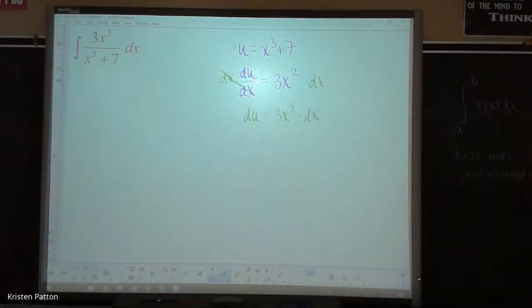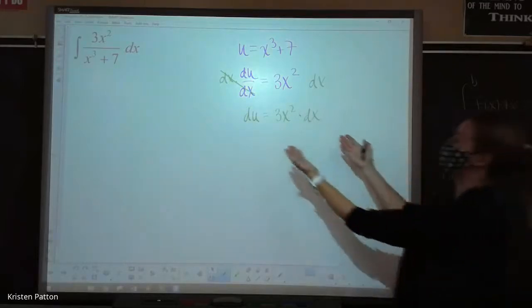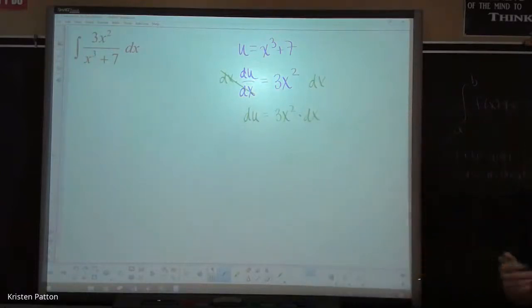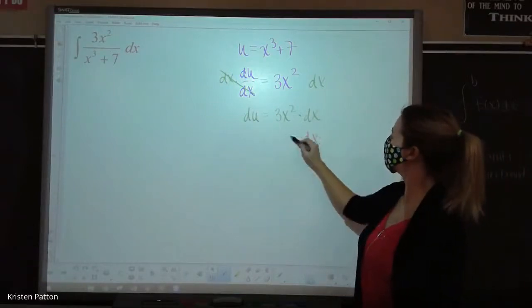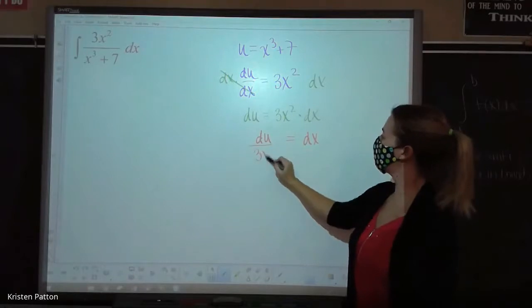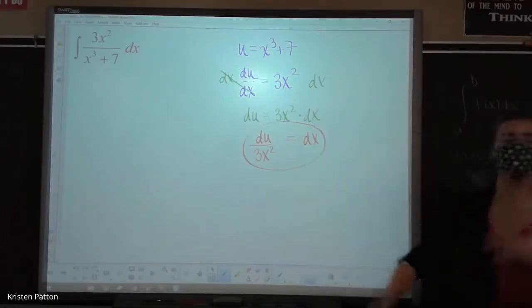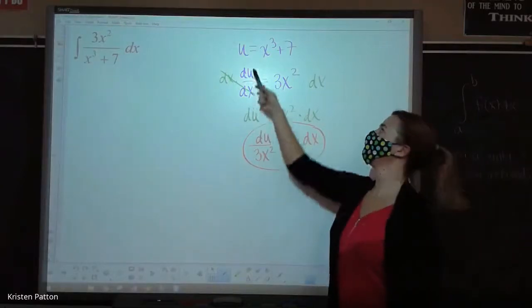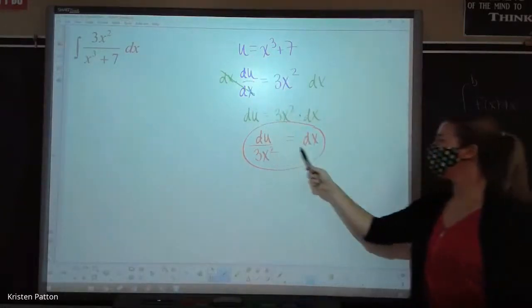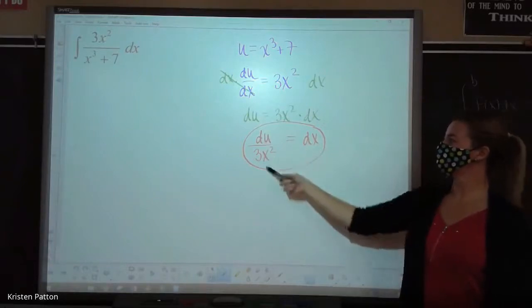I know you're still wondering what the heck we are doing. Just give me a second. Because you remember on the last slide, I highlighted that phrase that said change all the dx's into du's. Isn't this now an expression that relates dx and du? Let's take it one step further. Let's divide the 3x squared to the other side and say dx equals du divided by 3x squared. I'm circling that. You don't have to. It's not our answer. We're going to come back to that, though. So here's what I have at this point. I know you feel like we haven't gotten anywhere. We have our expression for u, and we also have an expression that relates dx and du.